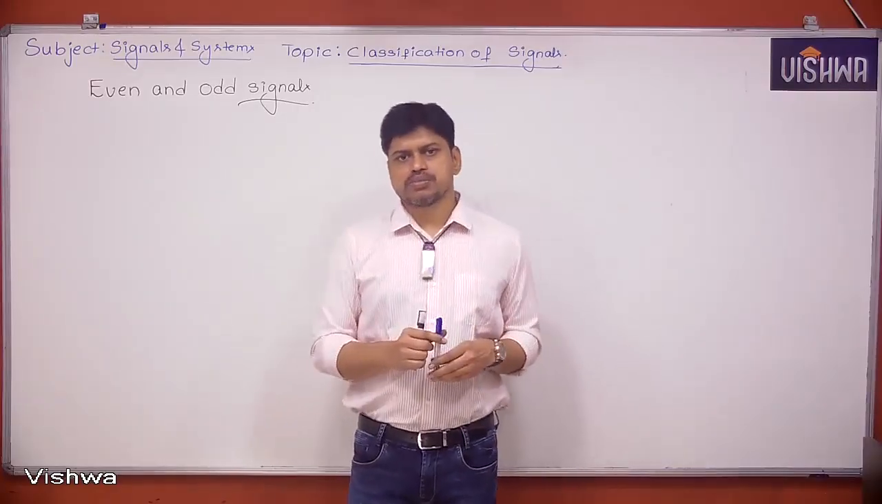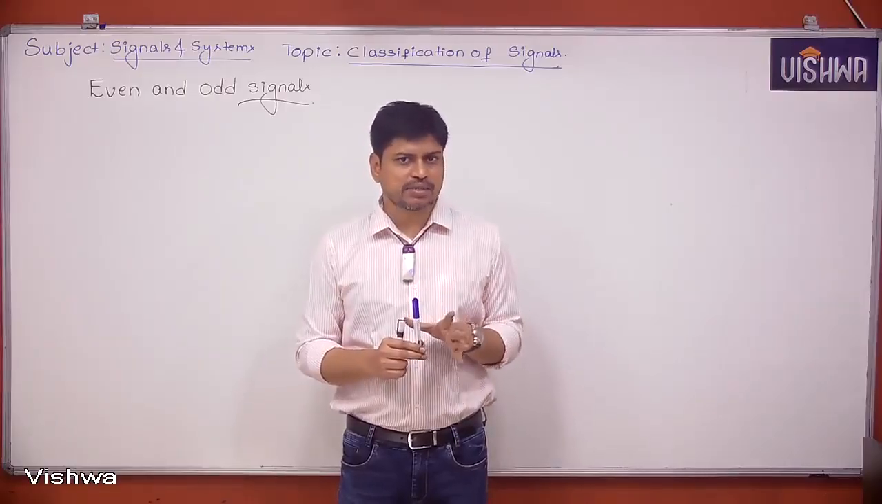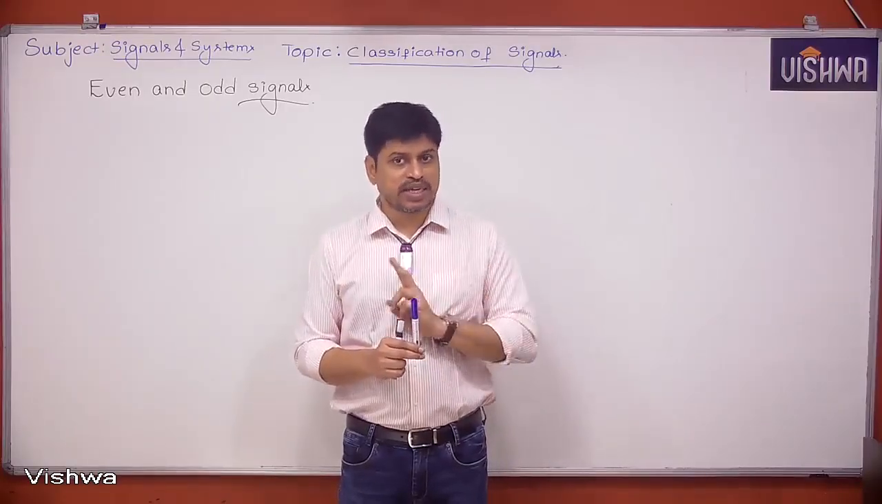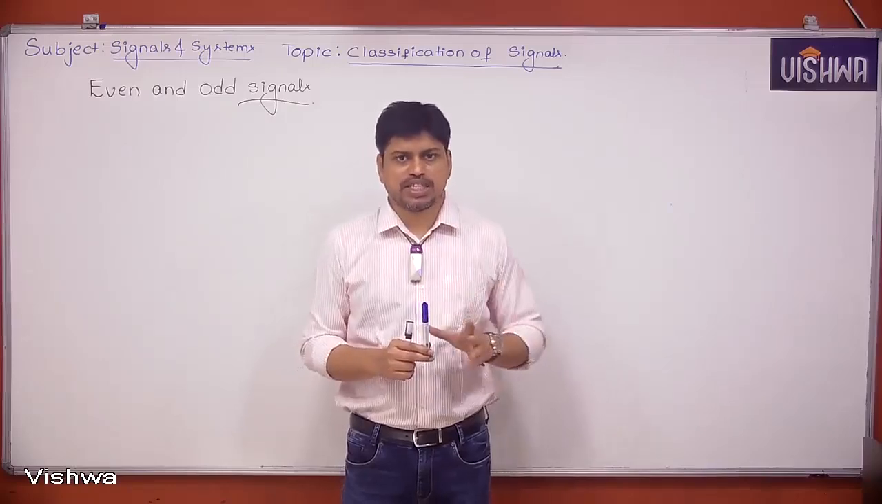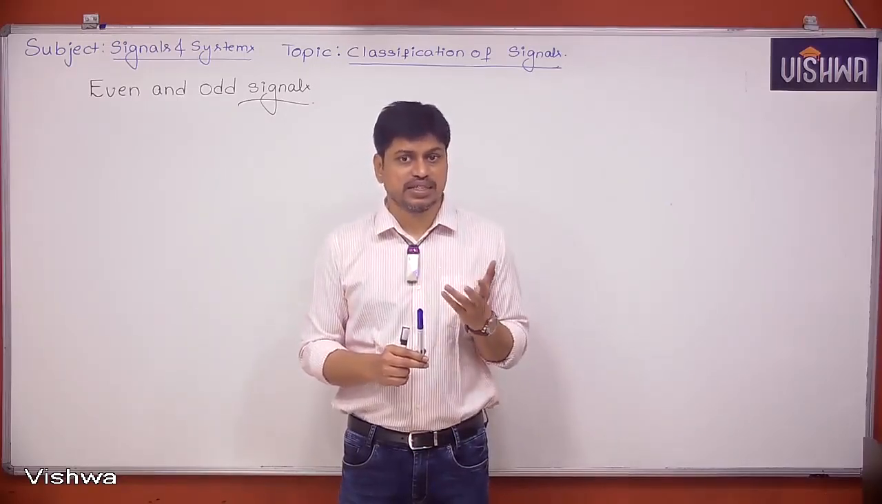Next, anti-symmetric. The words anti-symmetric and unsymmetric are both entirely different. So please keep that in mind. Anti-symmetric and unsymmetric are not the same, they are entirely different.